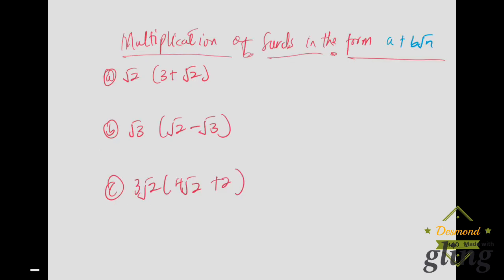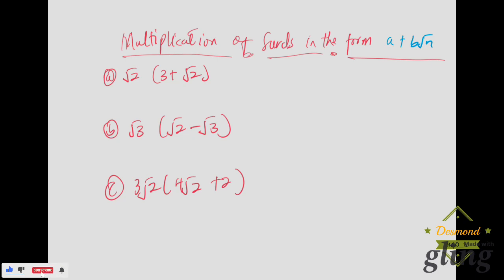Now let's look at the last aspect of surds, the basics of it. Now we are going to talk about the multiplication of surds in the form of a plus b root n. So when we multiply two surds in a bracket, we apply the rules of expansion, right? And we use the properties of surds to simplify it. That's how we do it. So let's take some examples.